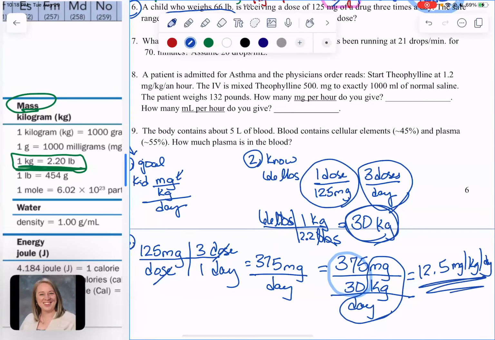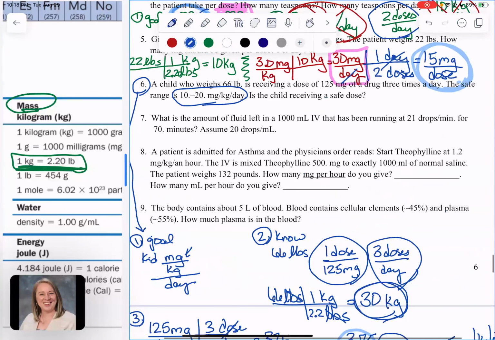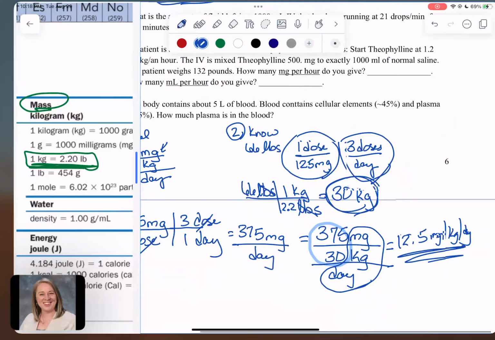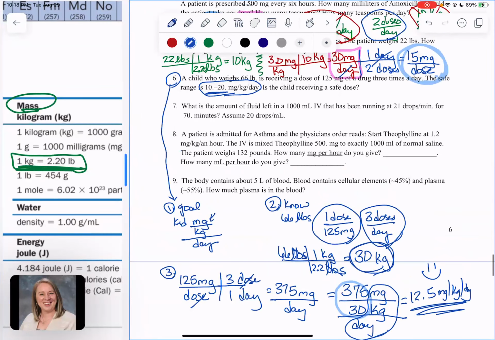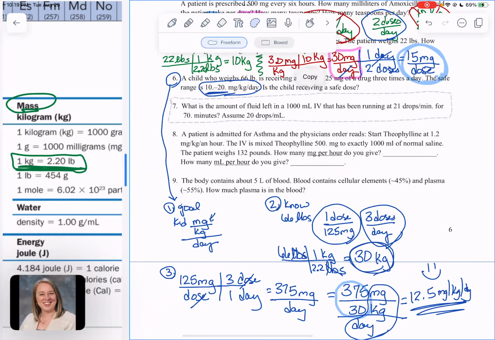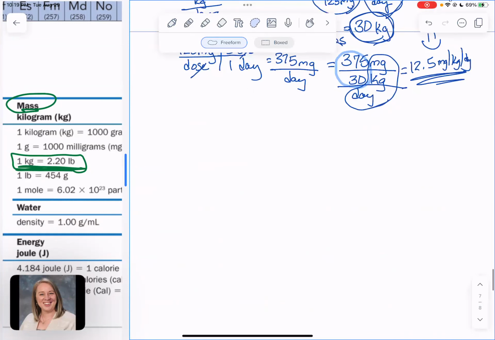So is this safe? Well, what did they say is safe? Safe is 10 to 20 milligrams per kilogram per day. This kid is safe. Yay, we are going to keep our patient. Yes. Okay, so let me copy this and pull this down so that I can do it down here.